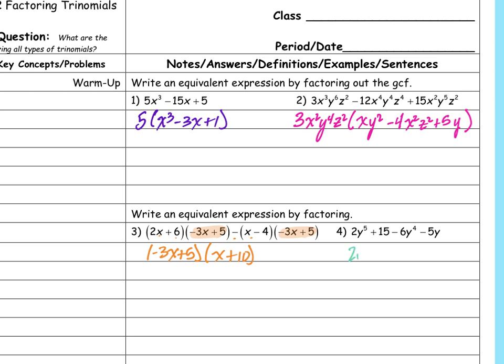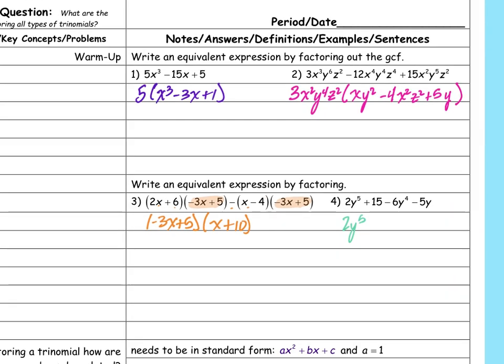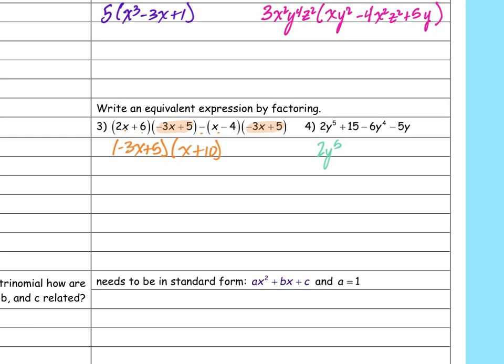And then for number 4, I have to write it in order first because it's not in order. So 2y to the 5th. Let me slide this up. Sorry, guys. 2y to the 5th minus 6y to the 4th minus 5y plus 15. So I'm going to group these together. I'm going to group these together.